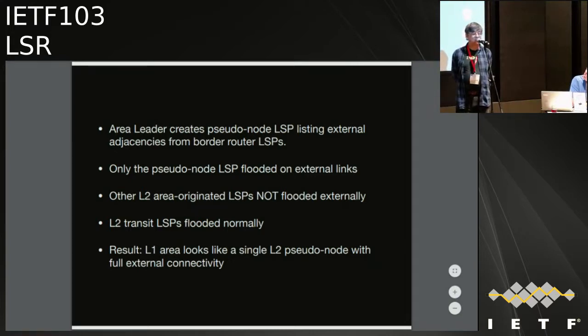But what's happening outside of this area is that we're now seeing a single LSP. It lists all of the external adjacencies and nothing more. The entire L1 area is just completely hidden.